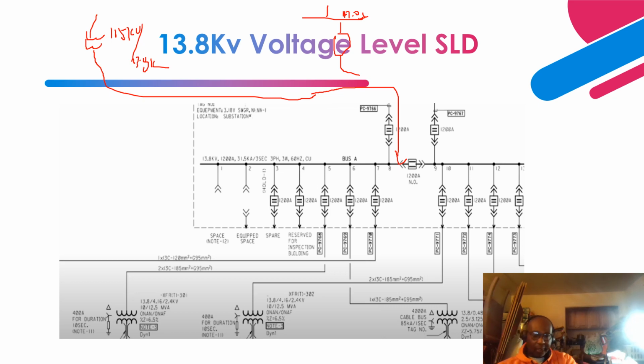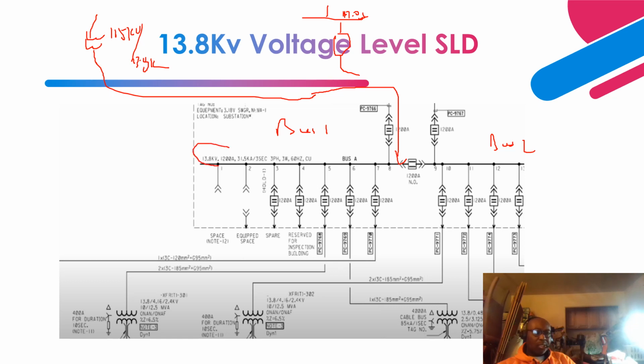Similarly, this is bus 1, bus 2, bus A, bus B. The reason why you have two buses is based on redundancy. Very, very important, and based on the load that they build during the design stage.